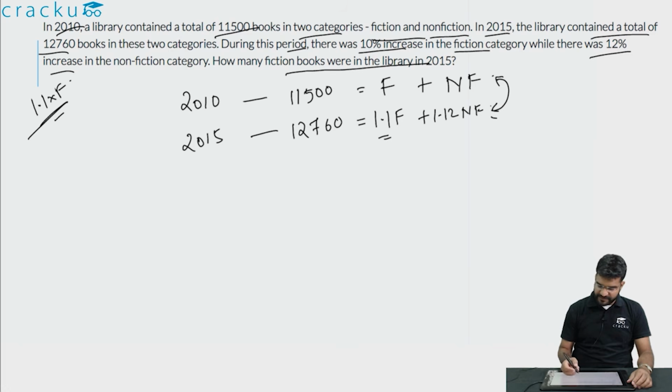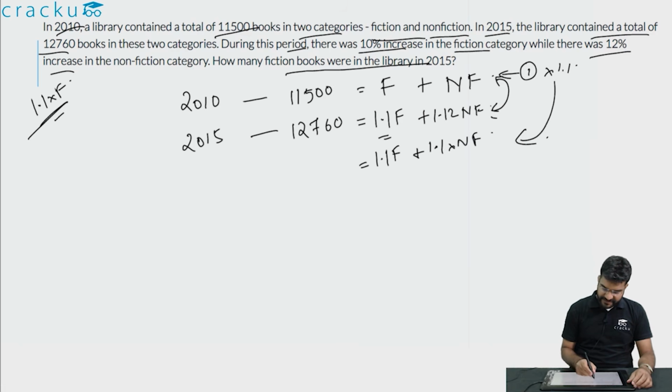So if you look at both of the equations, there are multiple ways in which you can solve them. What I find easier is to multiply the first equation by 1.1. Then we can cancel off 1.1f, find out the value of nf and then come and calculate the value of f. So if you multiply the first equation with 1.1, the right hand side will be 1.1f plus 1.1 into nf. This is equal to 11,500 into 1.1. You can use your calculator to find out.